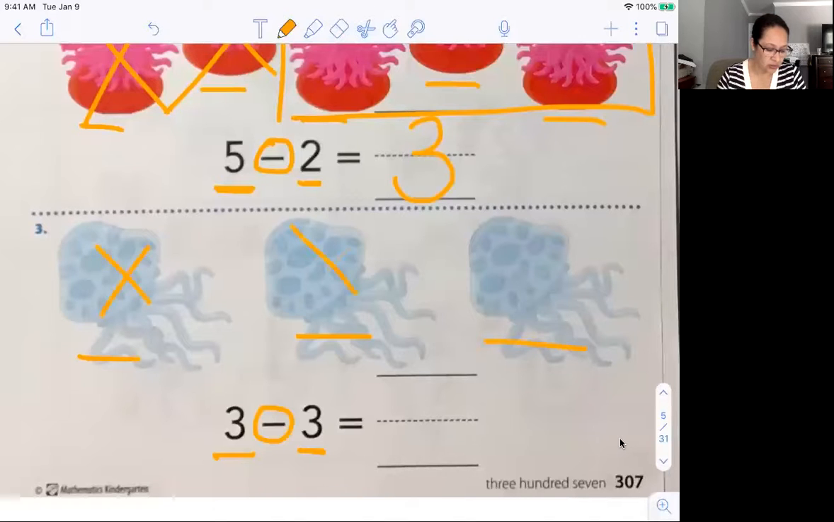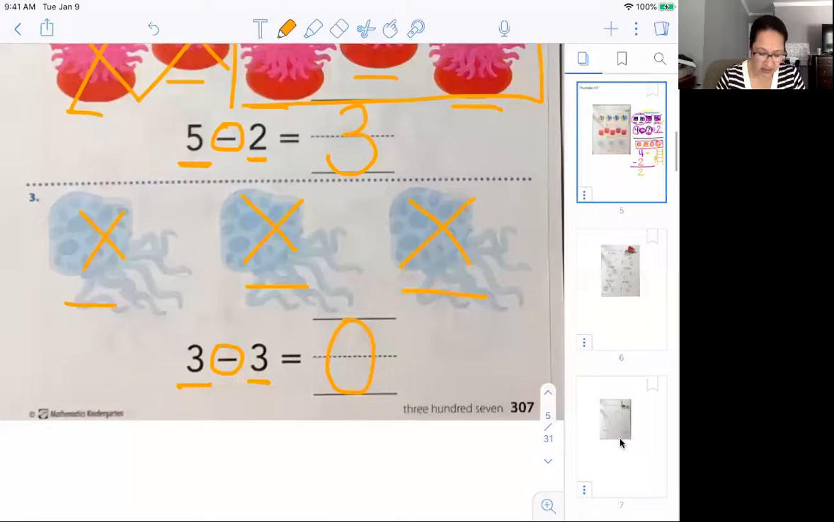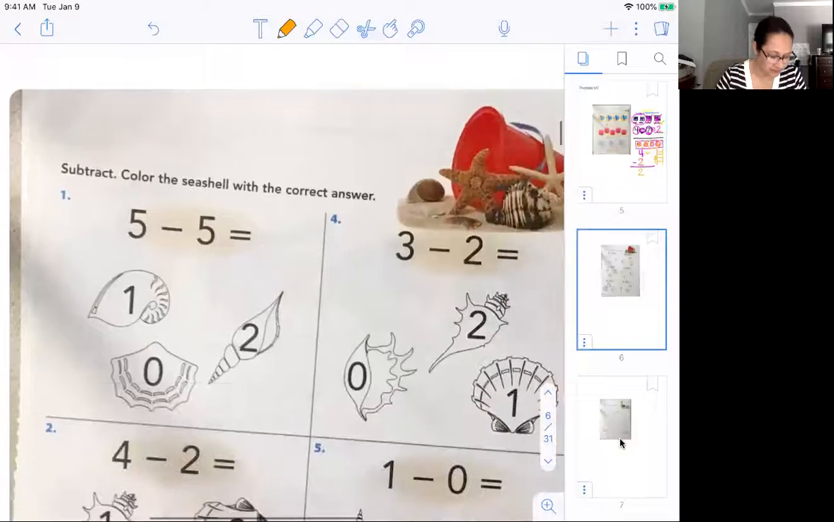1, 2, 3. So, boys and girls, how many do you have left over? Did you say 0? Okay, good. Because you had 3, but you crossed off 3, so you don't have any left. So we're going to write a 0 because remember, 0 is a number, right? So here we go. And we are going to flippity floppity to the other side.